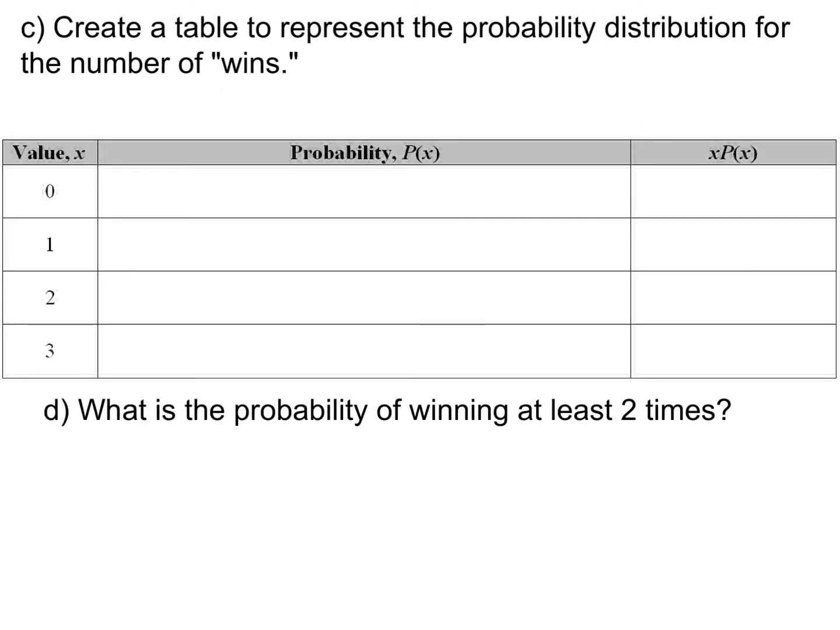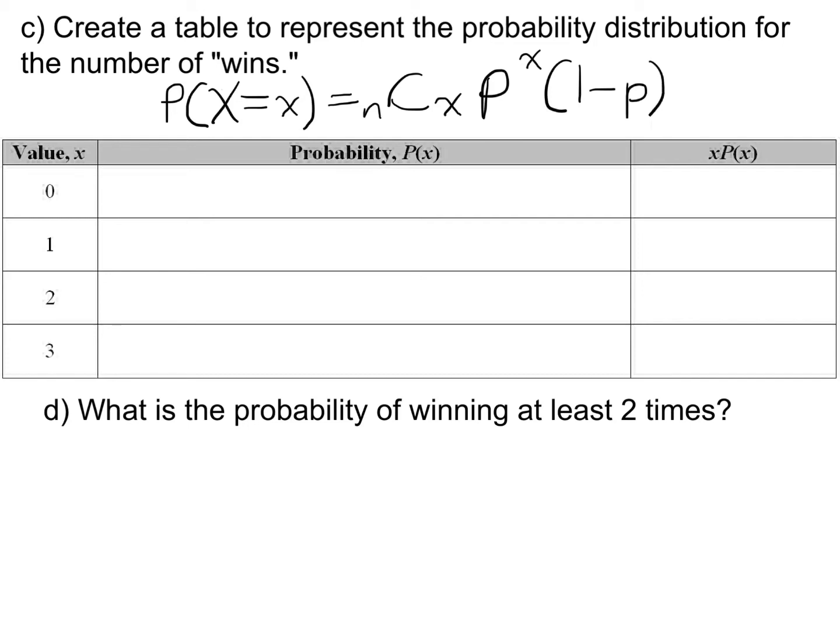Alright, now we're going to create a table to represent the probability distribution for the number of wins. So remember, we're going to use this formula: the probability of winning X times is equal to N choose X times the probability raised to the power of X, and then 1 minus P raised to the power of N minus X. In this case, N is the number of trials, so that's going to be 3. And the probability, like we said before, is 0.25. So X is going to be either 0, 1, 2, or 3, depending on the result that we are focusing on. So what's the probability of winning 0 times?